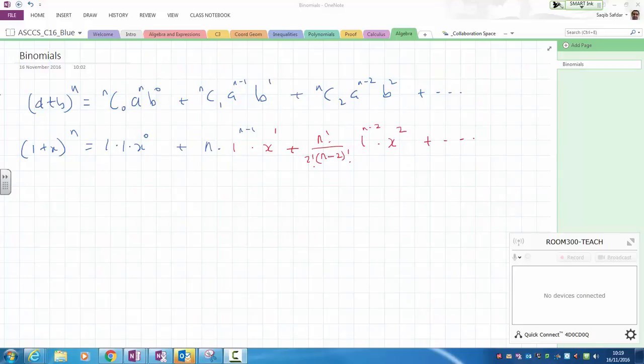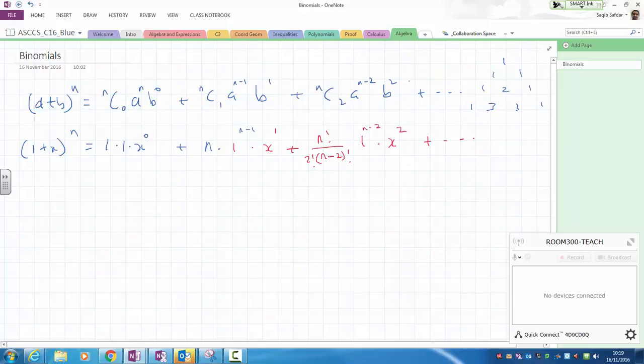Right. Let's start with some binomials. We know from our work at C1, C2, at AS, that we've got (a + b) to the power n, where n is a positive integer, and we have this expansion. And nC0, nC1, nC2, etc. refer to Pascal's triangle: 1, 1, 1, 1, 2, 1, 1, 3, 3, 1, etc.